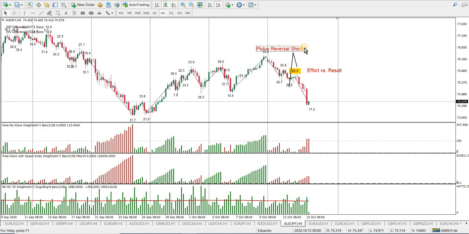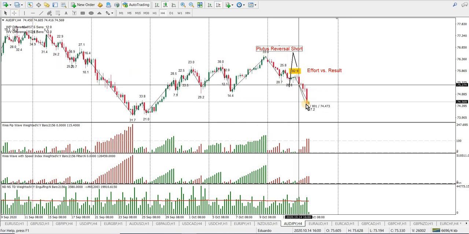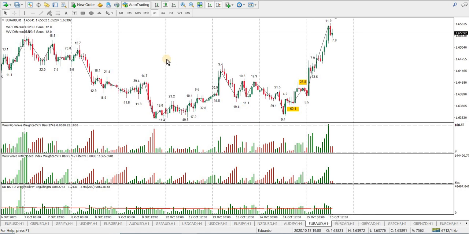So what do we do? Just go short after this break here. And that's so far 80 pips. Quite nice. Another example, last one. I don't want to get you tired. Okay, this is amazing.